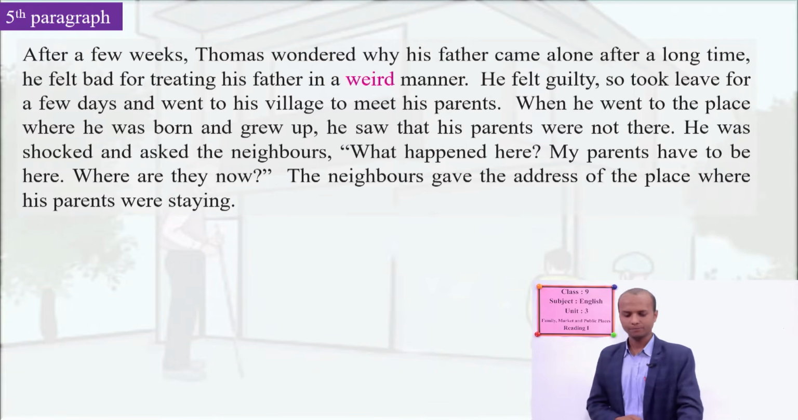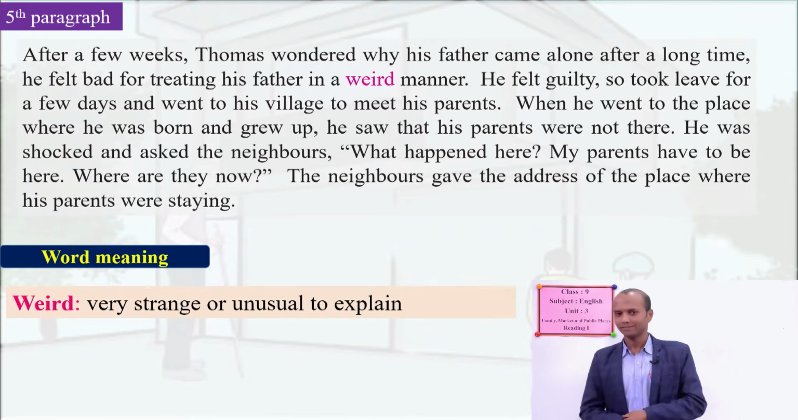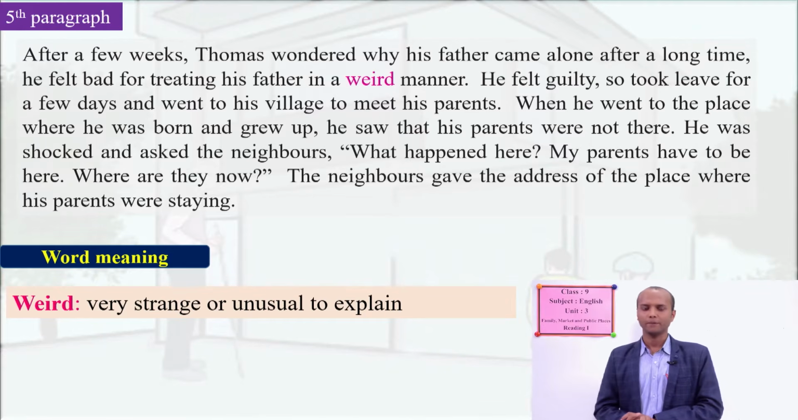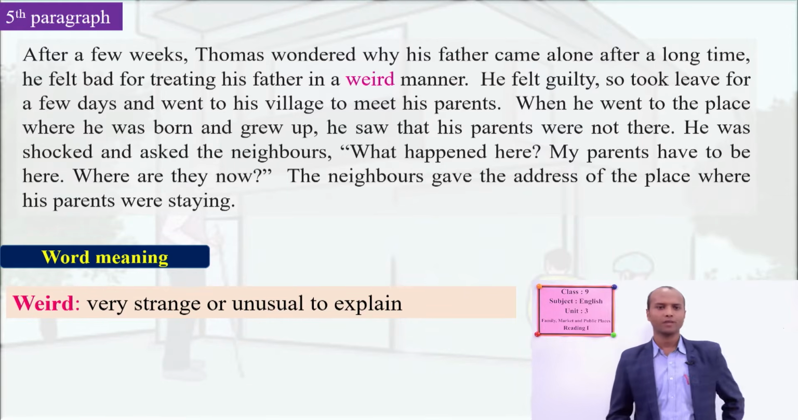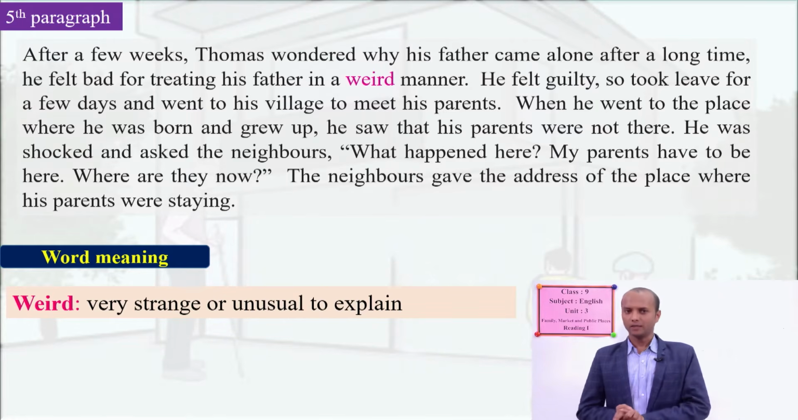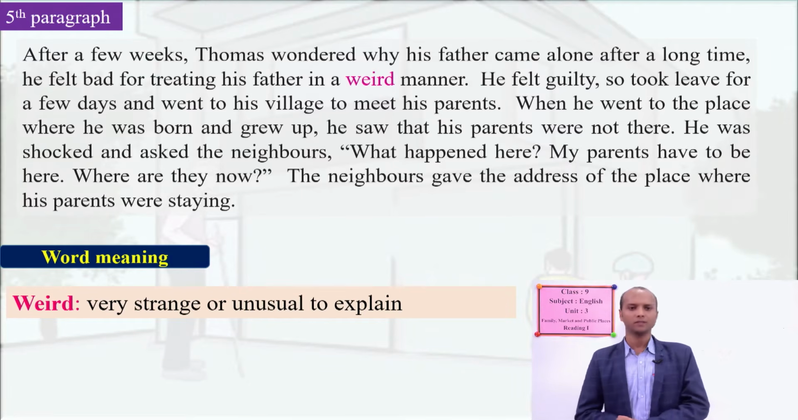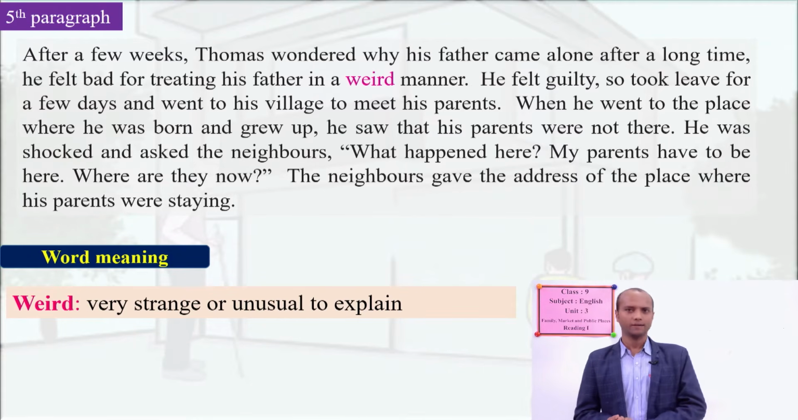Let's see the fifth paragraph. There is only one word that is highlighted. You might find other words difficult, and I'll explain if there are any. It is weird, which means very strange or unusual. Now, all of you dears, please read the paragraph. Have you finished? Good. After the father departed, went back home, Thomas wondered why his father came there alone, because he had not been to the city for a long time. And he also felt bad about treating his father badly.